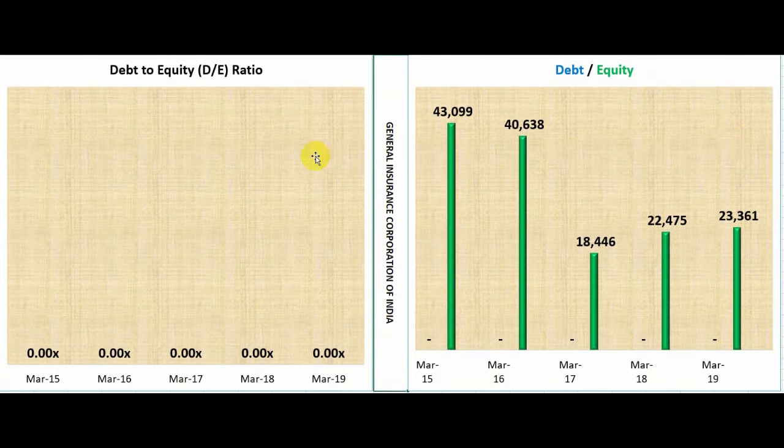There is no debt, so there is no comparison between debt to equity, because almost all portion of the balance sheet is in equity. From 43,000 crores in March 15, the equity portion has dropped to 23,361 crores. We should generally see an upward trend in the net worth of the company, or the equity of the company, and we need to check out the reason. As I mentioned earlier, what is the reason that the equity portion has dropped, or the net worth has dropped, from 40,000 crores to 18,000 crores.